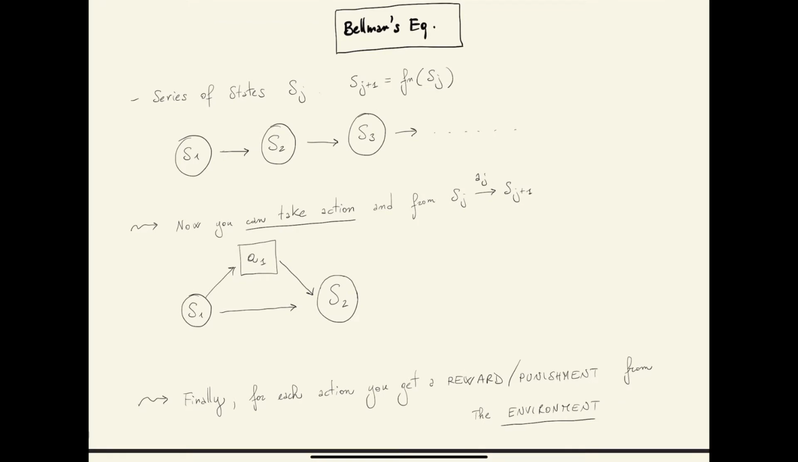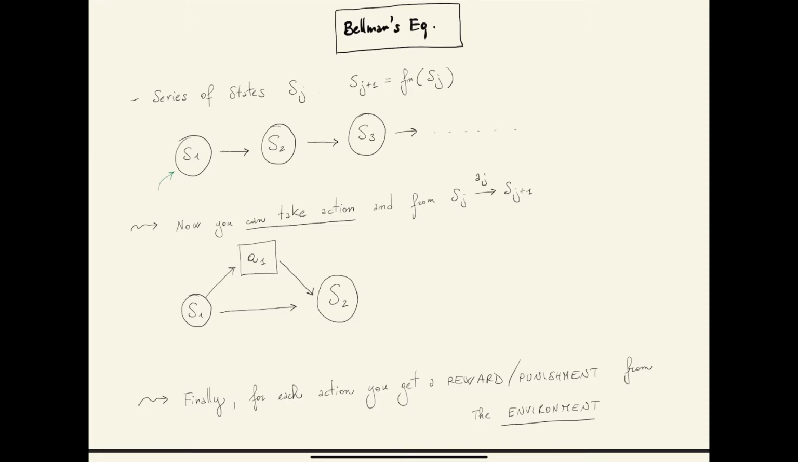So, let's start from this idea. We have a series of states. For example, we start from S1, and then we evolve into S2, and then S3, and so on and so forth. It's a Markov chain process. So the next state, S2, let's say, is only a function of the previous state. So S2 is only a function of S1, S3 is just a function of S2, and so on and so forth.